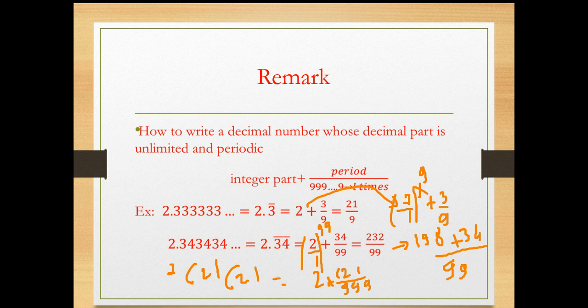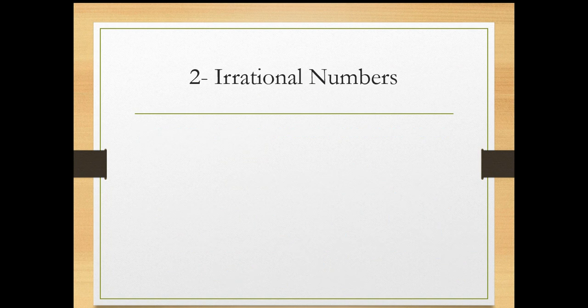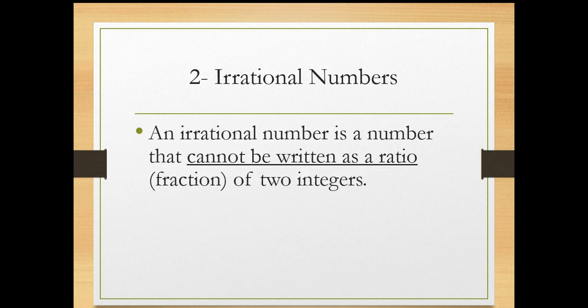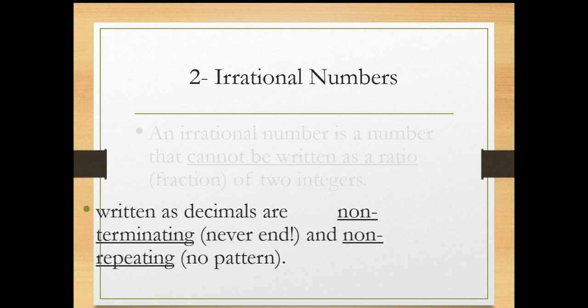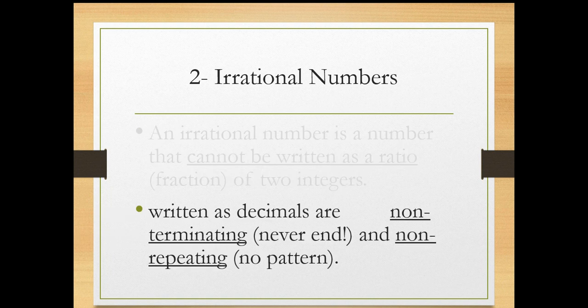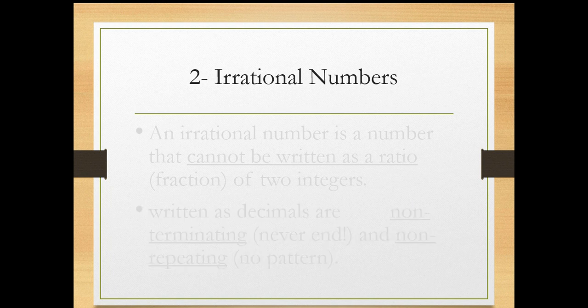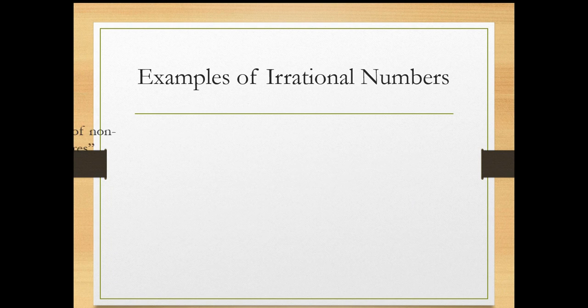I will pass now to irrational numbers. An irrational number is a number that cannot be written as a ratio, as a fraction of 2 integers. It means I cannot write it as a fraction, for example, 5 over 2. And it could be a decimal that is non-terminating, it never ends, and it is not repeating. It's not a pattern.